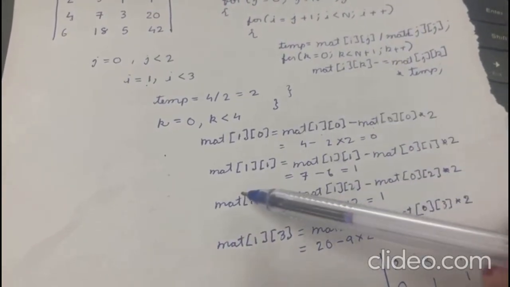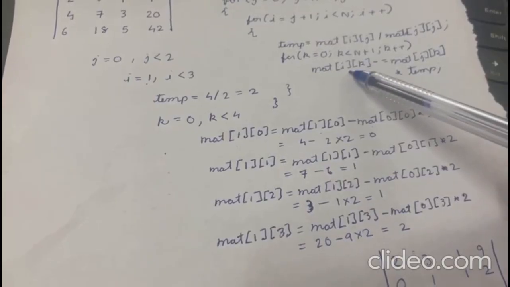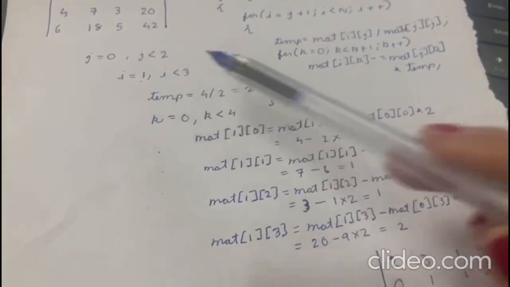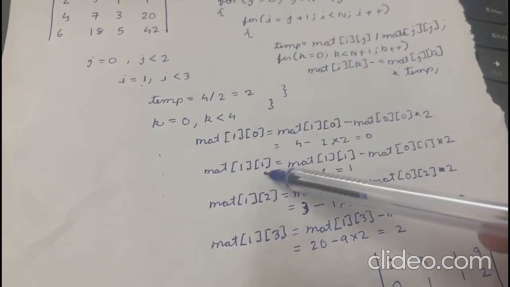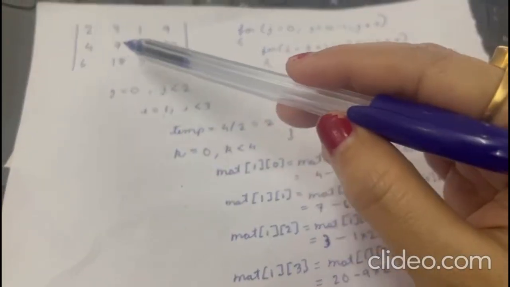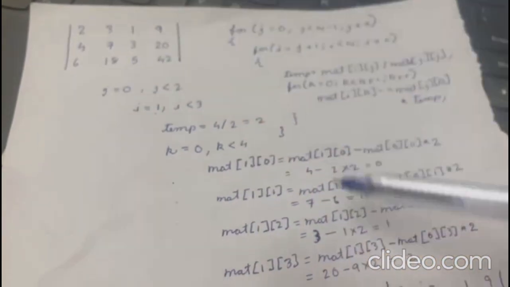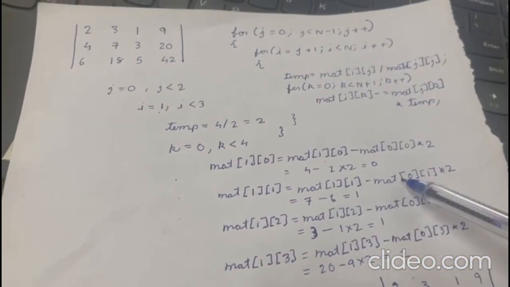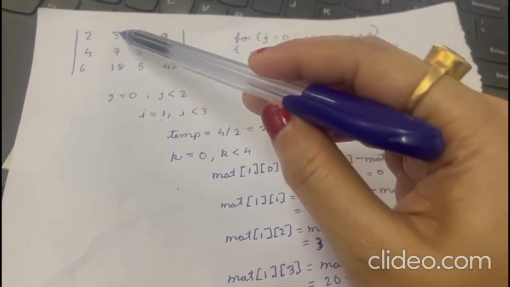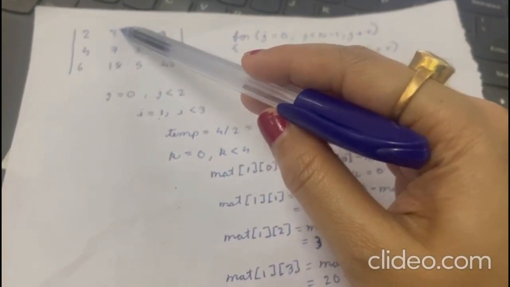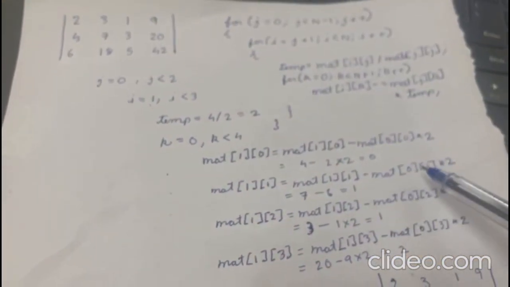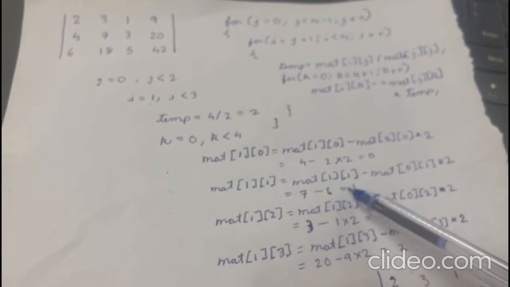So what will be the new mat of 1 1? Mat of I value is still 1, and k value is 1. Mat of 1 1 means this value, 7. So 7 is equal to 7 minus mat of 0 1. Mat of 0 1 means row 0, column 1, which is 3. 3 into 2 is 6. 7 minus 6 is 1.